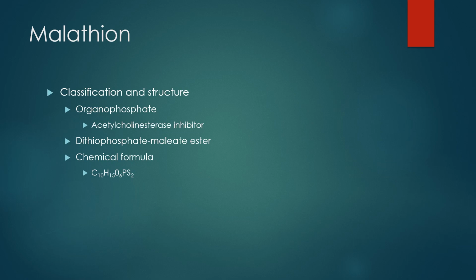Chemically, malathion is a dithiophosphate maleate ester with a chemical formula of C10H15O6PS2.